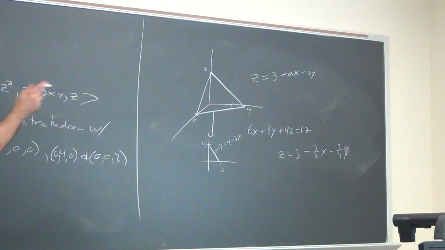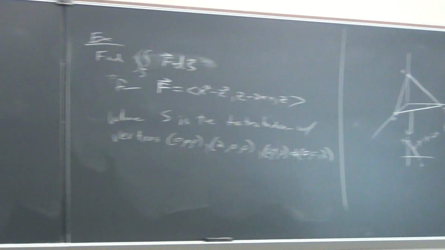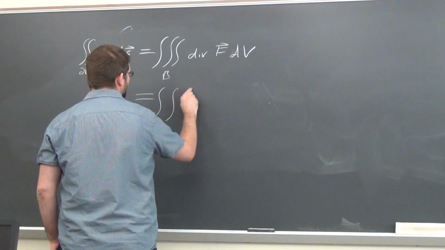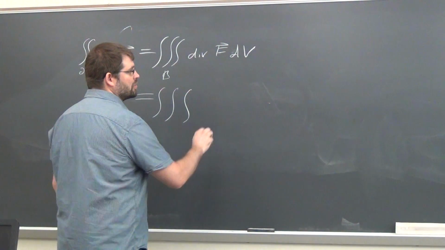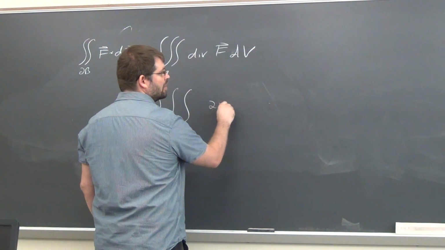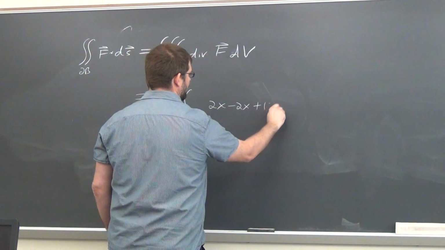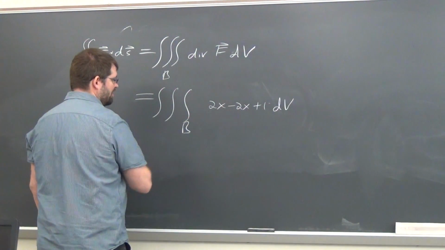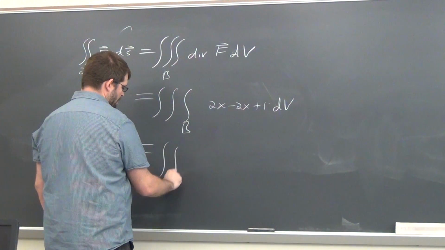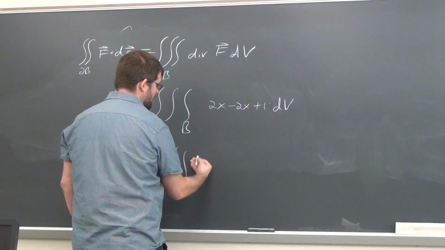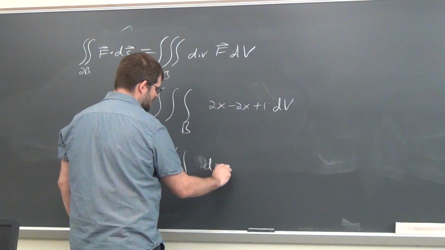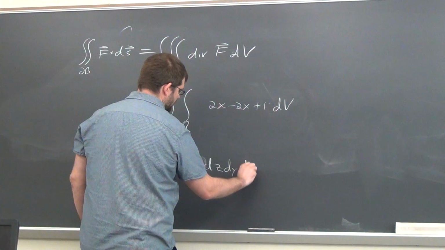And so the divergence we'll just compute along the way. Like I said, it works out just like the last one did. So you get, this time I'll just write it in here, 2x minus 2x plus 1. We'll just do it this way, dV. And so we end up just integrating 1, and so it's dz. And we'll just do this order, dy dx.